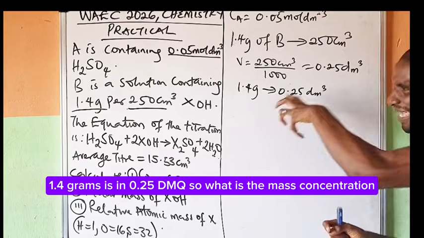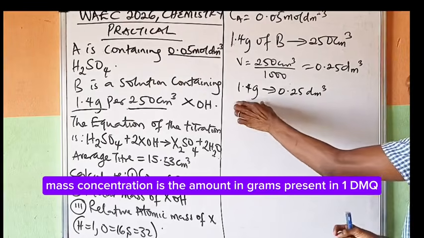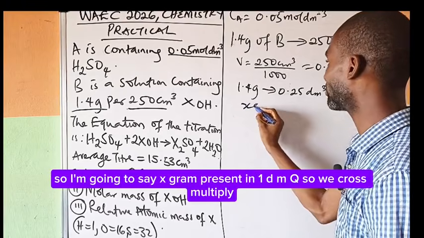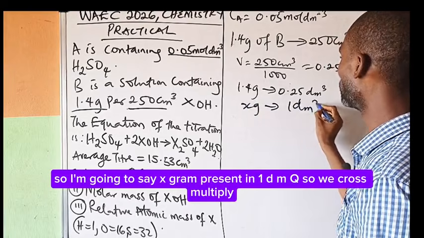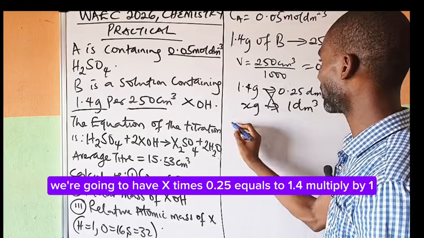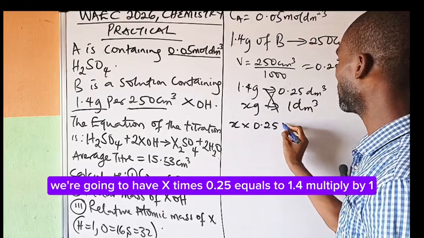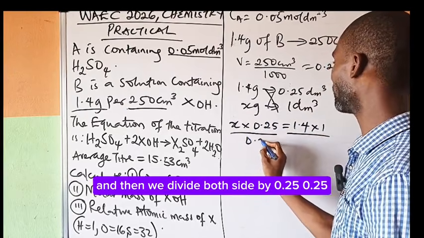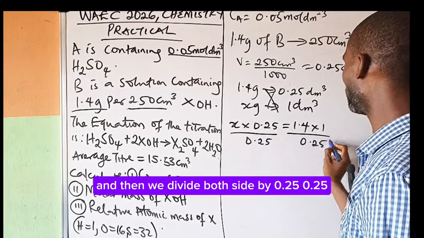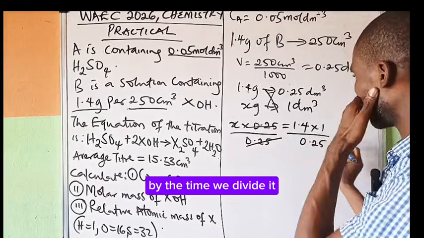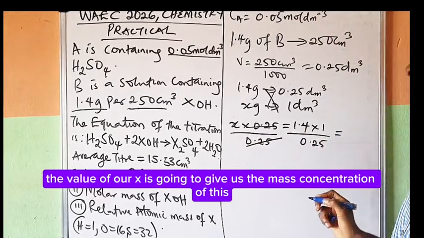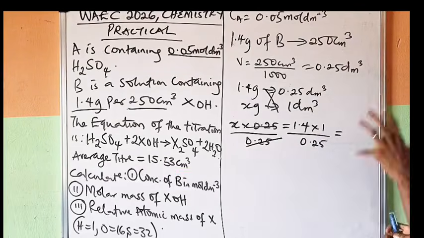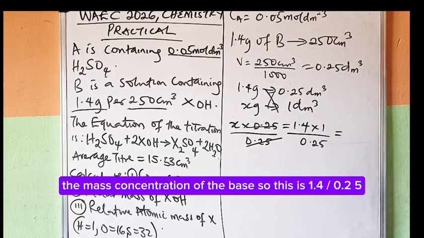So what is the mass concentration? Mass concentration is the amount in grams present in 1 dm³ of the solution. So I'm going to say x gram is present in 1 dm³. So we cross multiply. We're going to have x times 0.25 equals 1.4 multiplied by 1. And then we divide both sides by 0.25. By the time we divide it, the value of our x is going to give us the mass concentration of the base.